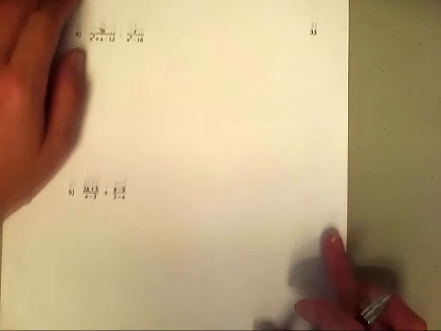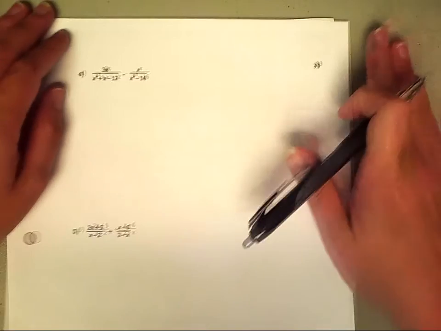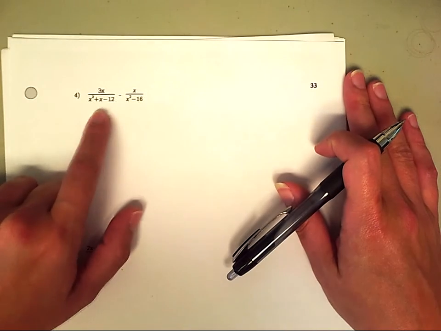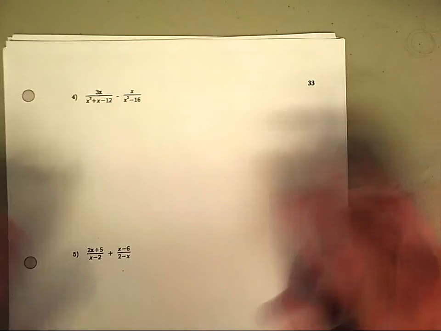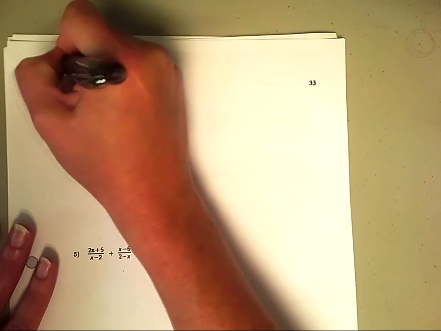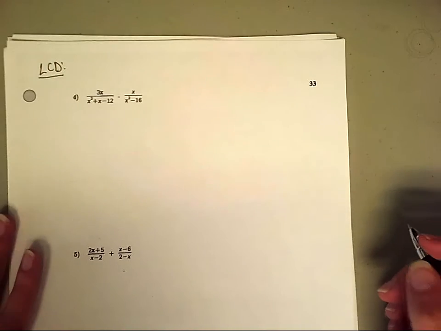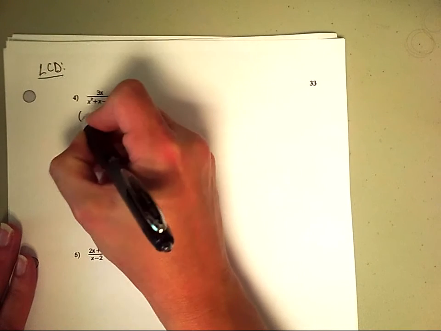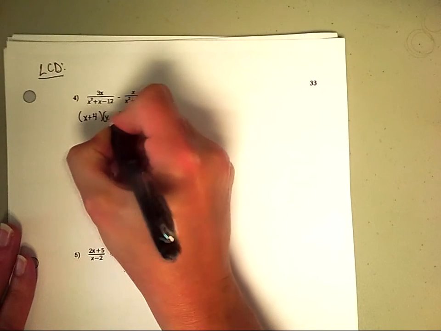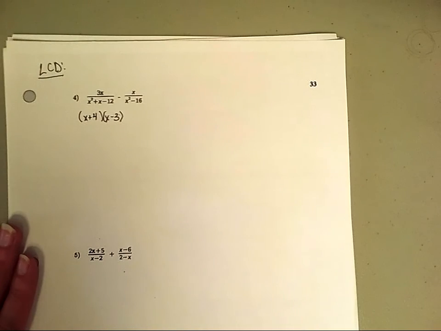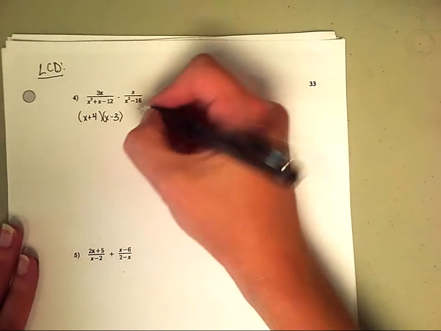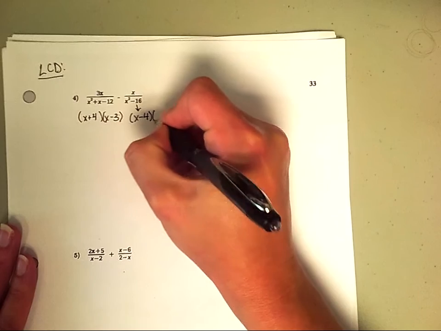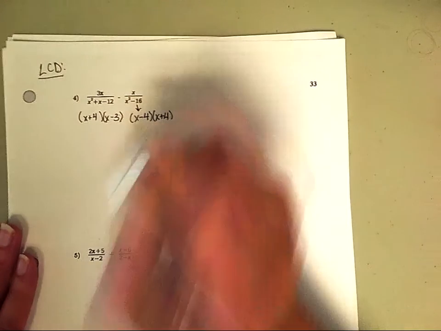Let's do a couple more. Okay, so here we have two denominators. To determine our least common denominator, we need to know the factors. So if we were to factor the first, this factors into x plus 4, x minus 3. And if we were to factor this denominator, this factors into x minus 4 times x plus 4.